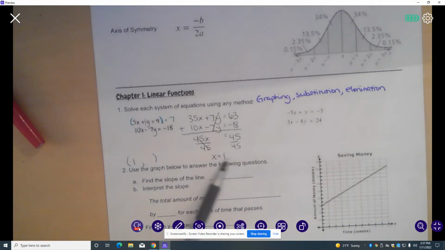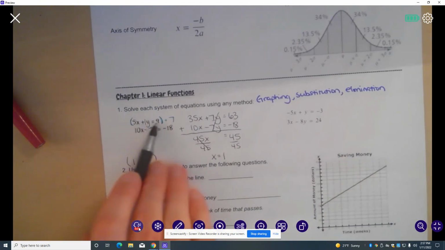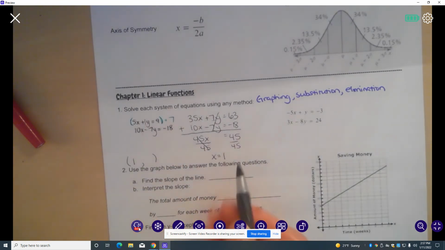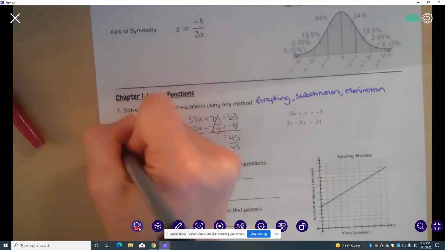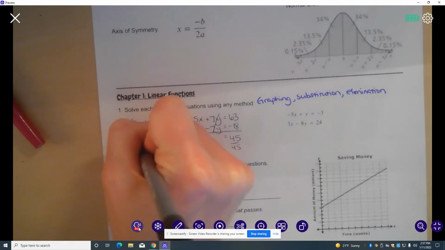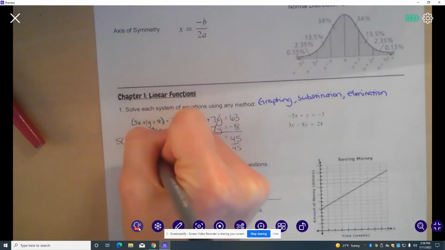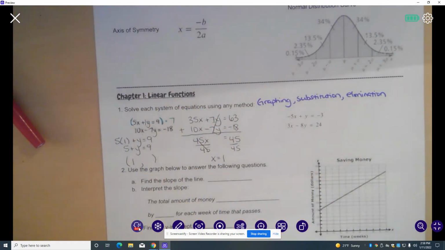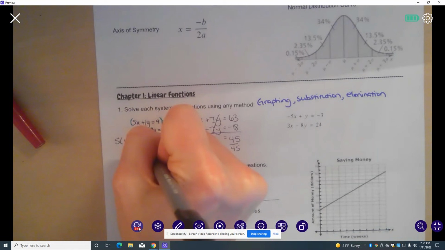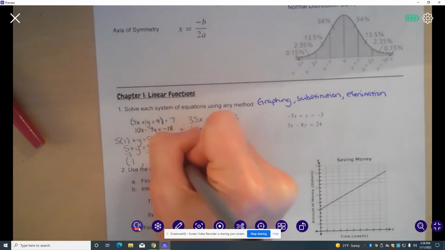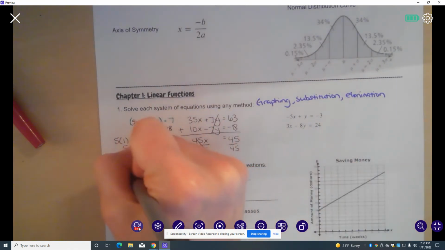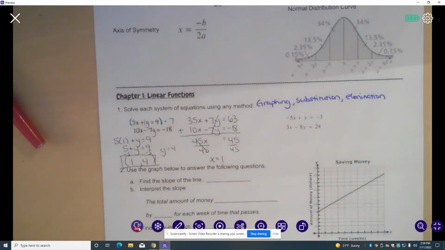So all that's left is to take my x value, plug that into one of my equations in my system, and then solve for y. I'll use 5x plus y equals 9, and I'm going to plug 1 in for x. When I do that, I get 5 plus y equals 9. So when I subtract 5 on both sides to solve for y, I see that y is equal to 4. So the solution to the system is the point (1, 4).